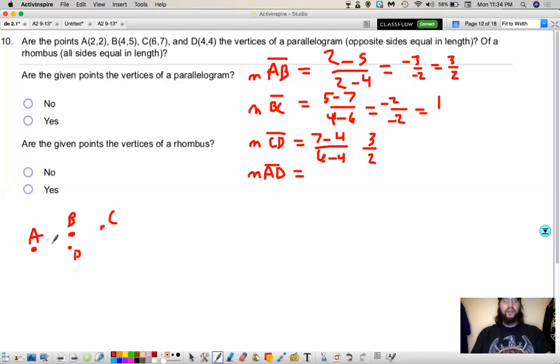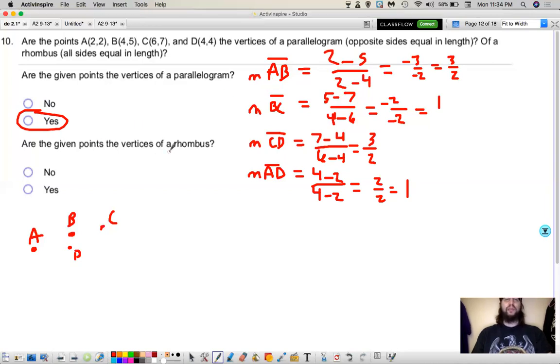So yeah, these opposite sides are parallel. So we know AB and CD are parallel. Let's check if BC and AD are parallel. AD, let's see. 4 minus 2 over 4 minus 2. So yeah, it's again 2 over 2, which is 1. So first, it is a parallelogram. The opposite sides, BC and AD, AB and CD, are parallel. Cool.